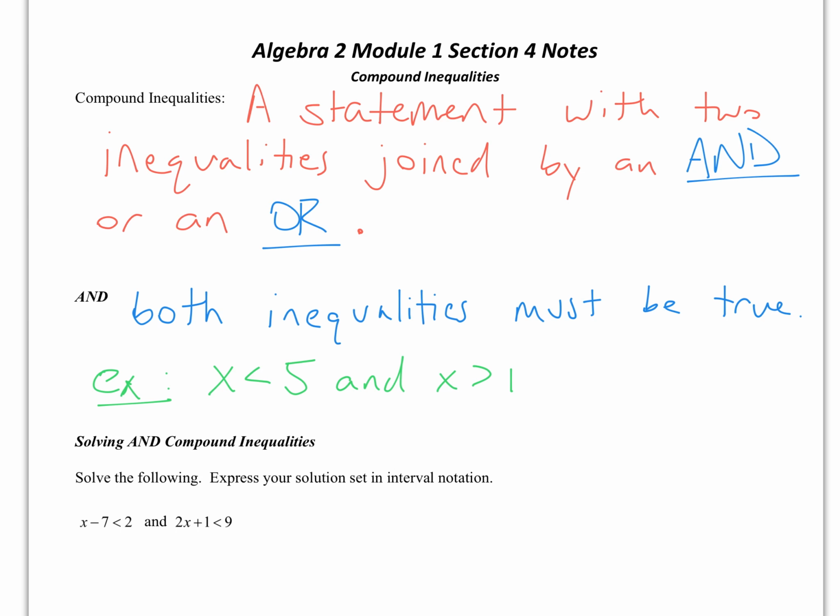Another way you could write this, I'll put it in red off to the side, you could also say that's the same thing as x is between 1 and 5. So both of those are the same way of writing x is less than 5 and x is greater than 1.